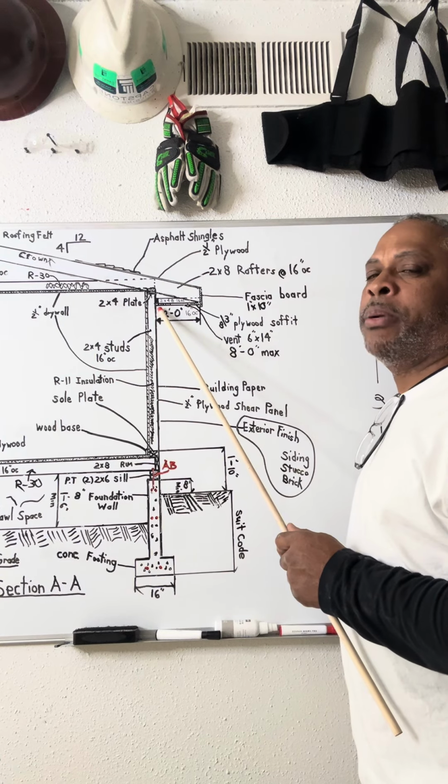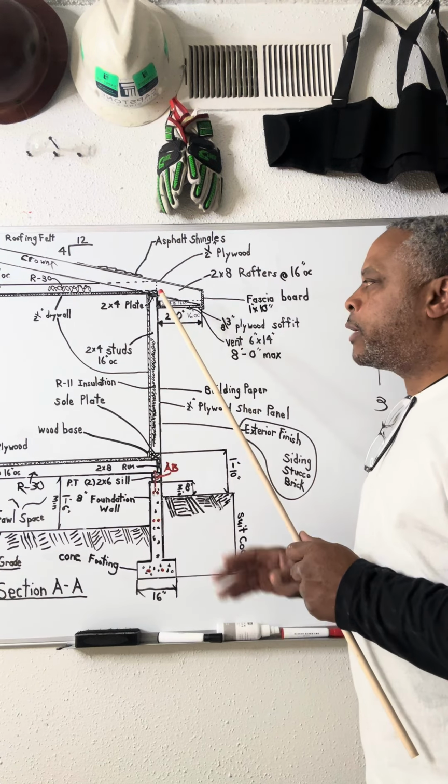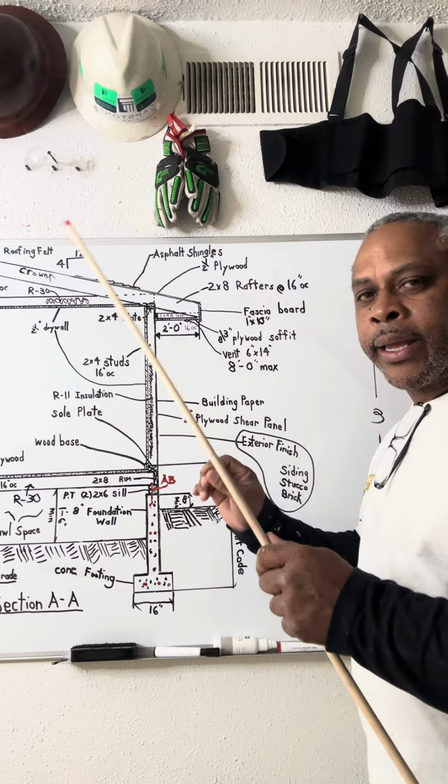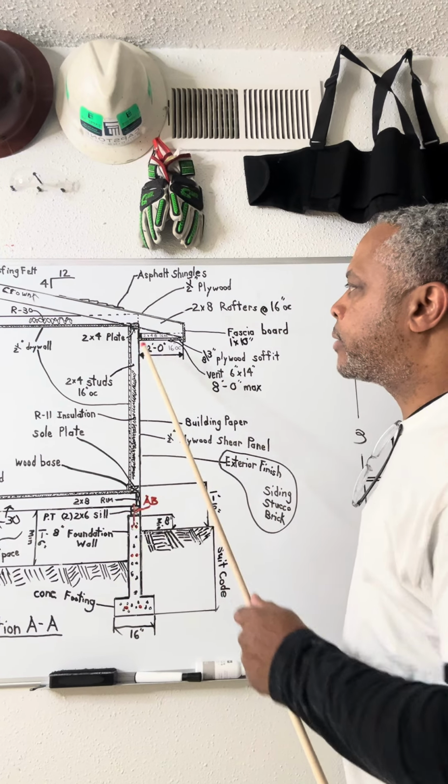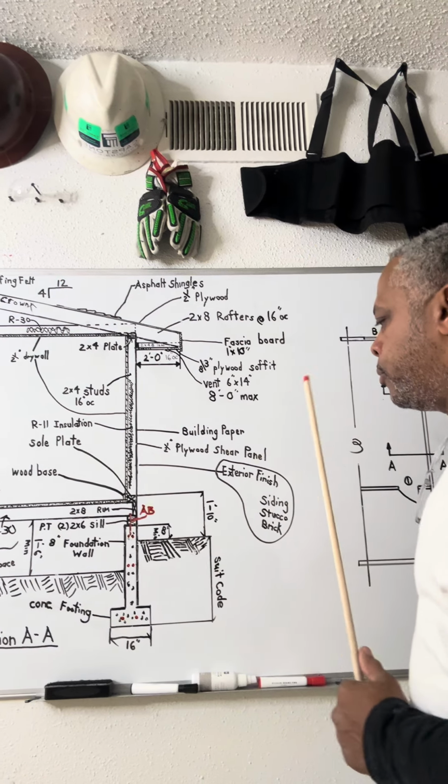So there's a trim piece for the exterior. It's a nice piece that finishes off your soffit on the back end against the wall, right in this corner right here. Okay? What else do we need to cover?